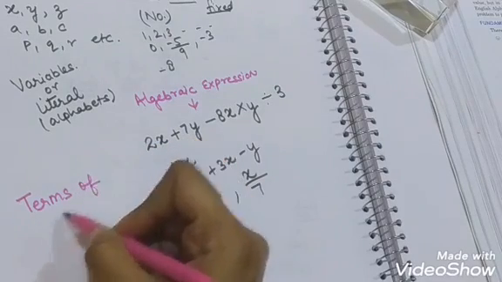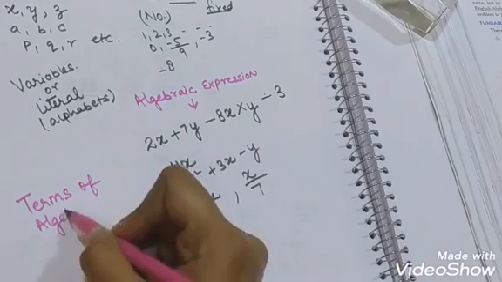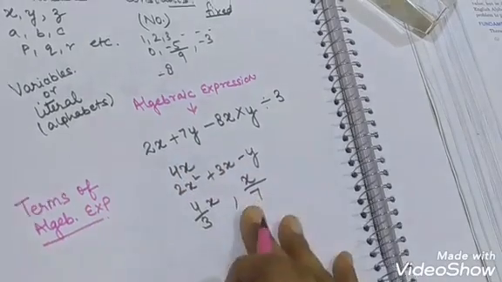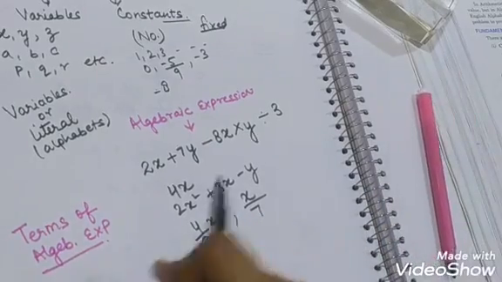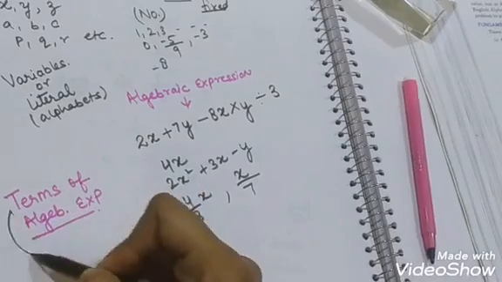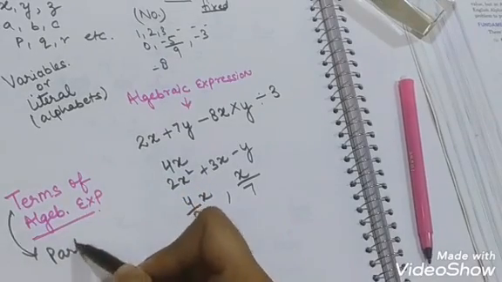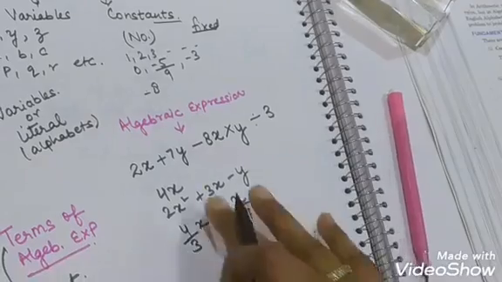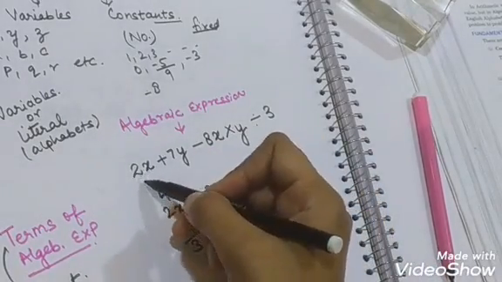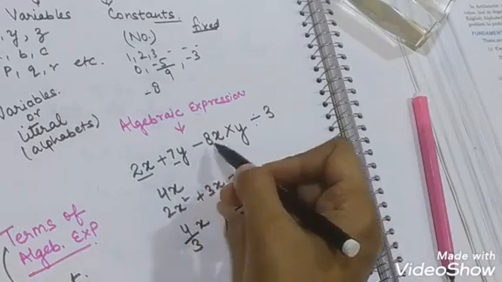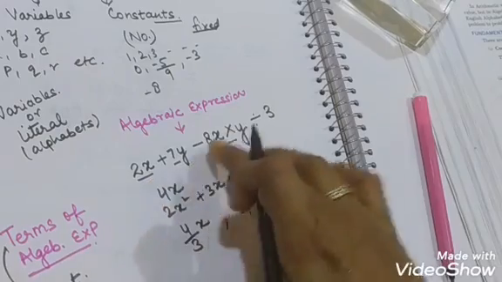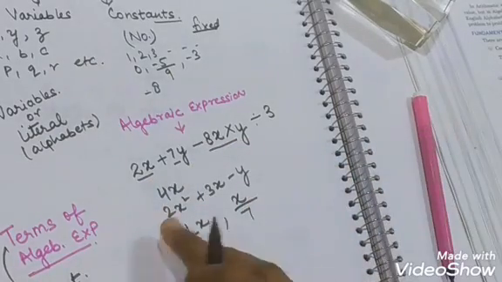Terms of algebraic expressions. Terms of algebraic expression means, terms means part of algebraic expression. Okay, consider whatever I have given as example here. Here how many parts are there? 1, 2, 3. Okay, so here are 3 parts of this algebraic expression.